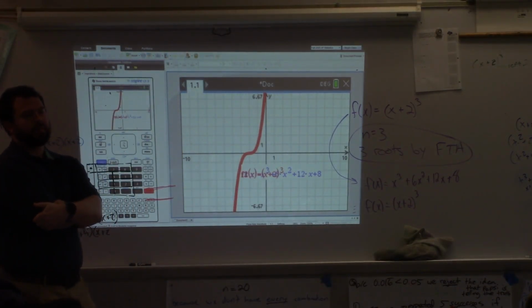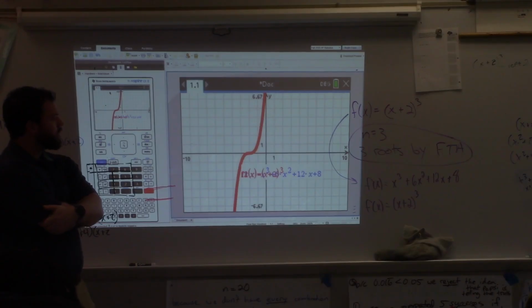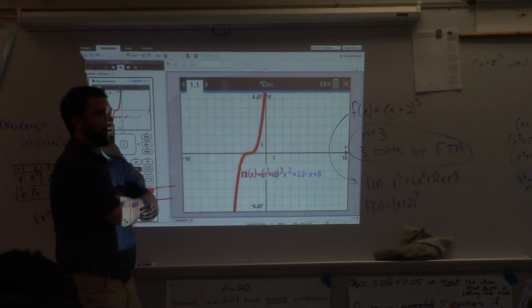All right. So, the next thing I want to talk about though is how many roots do you actually see on that graph? I only see 1 on that graph. Where's the 1 root? -2. Why do we know -2 is a root?